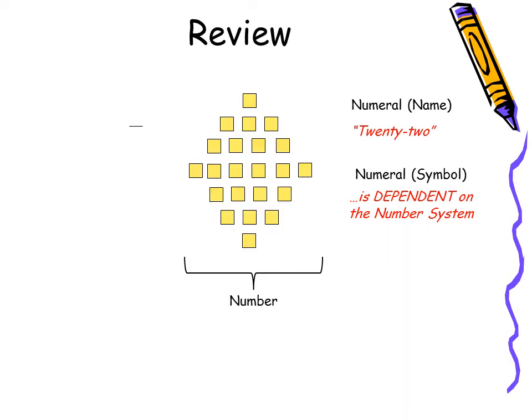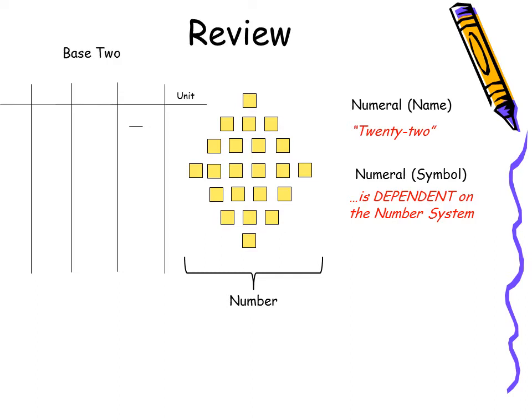Let's take a look at the number that's named by the numeral 22 in a different number system to see what different numeral symbol would represent that quantity. I want to take a look in base 2. And just like in the previous base system, you want to first name your place values. In base 2, that means I can only have 0 or 1 groups of any amount.